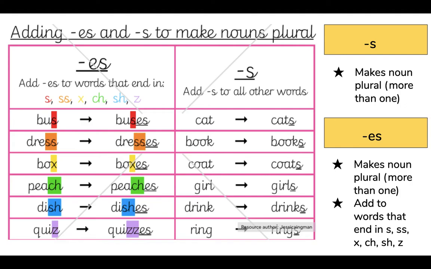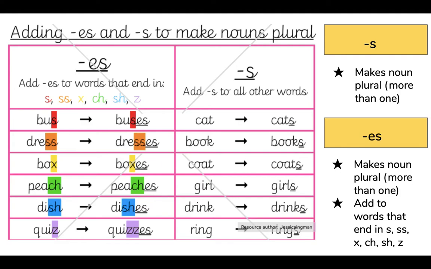ES also makes a noun plural, or more than one. However, you need to add ES to words that end in S, SS, X, CH, SH, and Z, instead of just adding S. For example, bus ends in S, so we make it buses. Dress ends in double S, so we make it dresses with an ES.